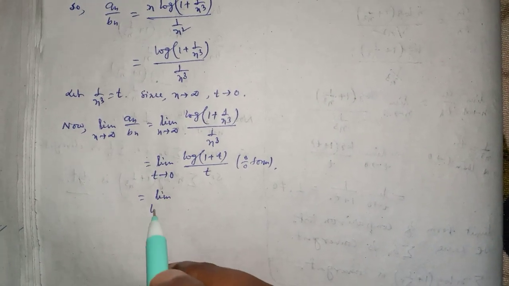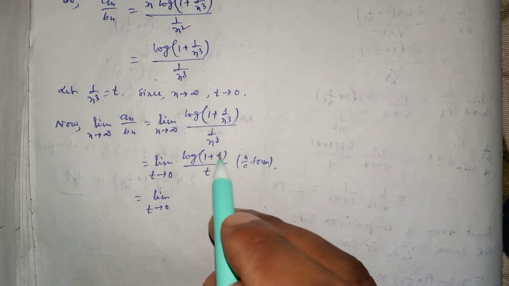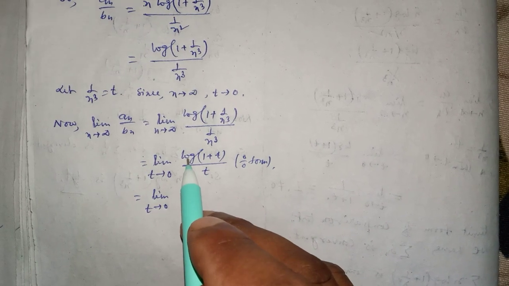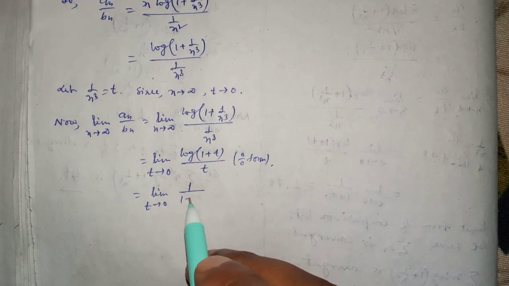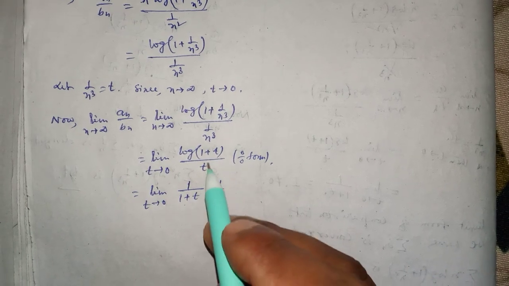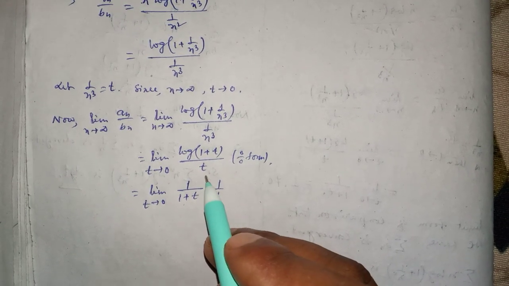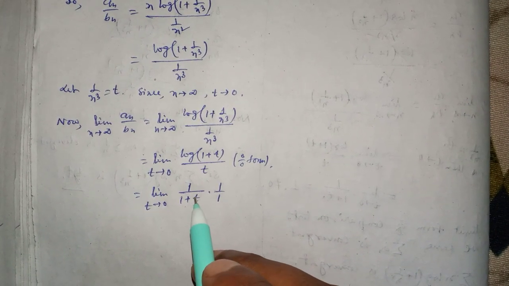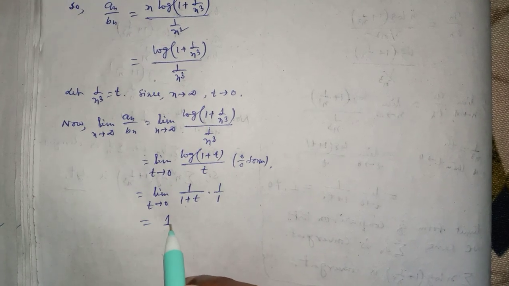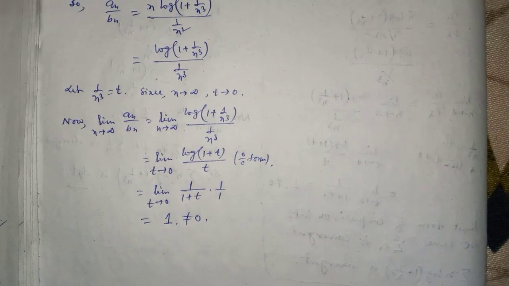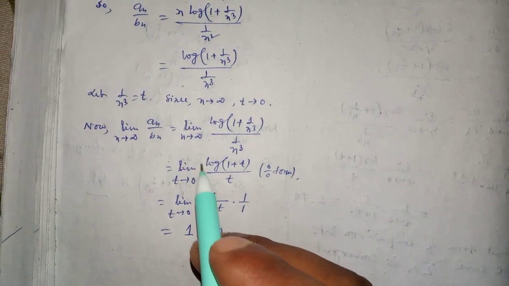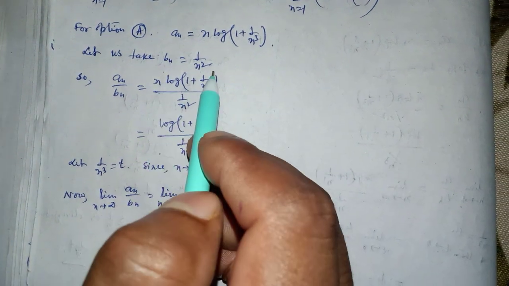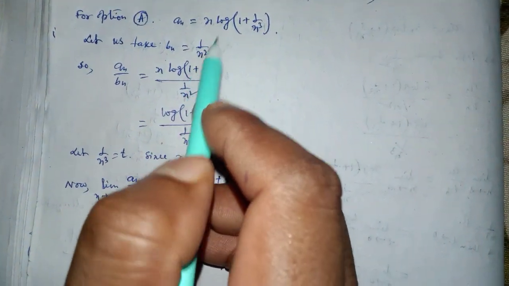So it is equal to limit t tends to 0 derivative of log 1 plus t by derivative of t. So derivative of log 1 plus t means 1 by 1 plus t, and derivative of t is 1 with respect to t. So if we put t equal to 0, then we get the value of limit is 1, which is a non-zero real number. So by limit form of comparison test, the series an and the series bn converge and diverge together.